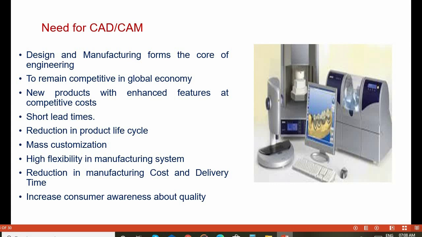Reduction in product life cycle. The product life cycle time has been reduced. Mass customization: mass quantities can be produced. High flexibility in manufacturing systems. The system is most flexible. Reduction in manufacturing cost and delivery time. Cost has been reduced as well as the delivery time, the dispatch of goods. Increased consumer awareness about quality. So the consumer awareness regarding quality has increased.